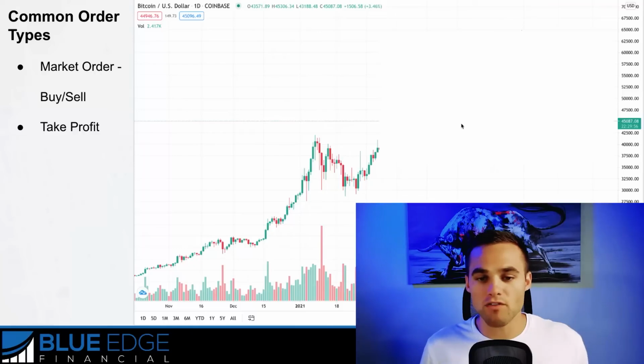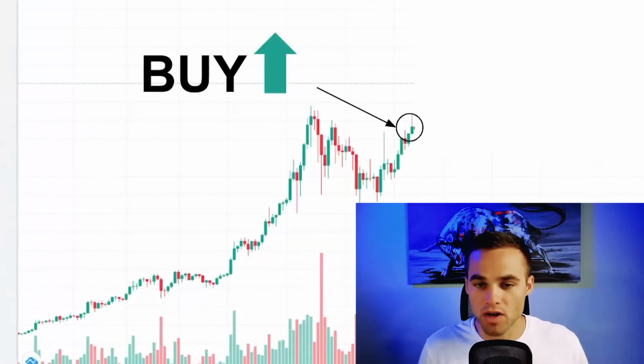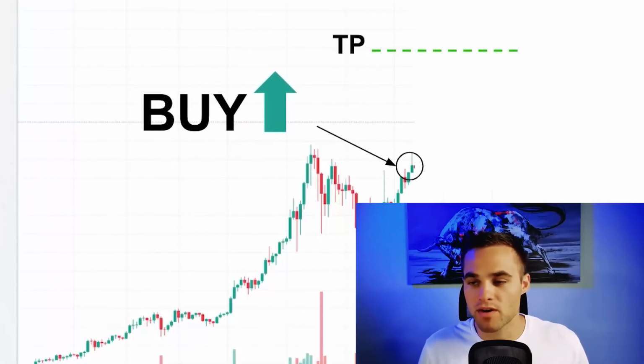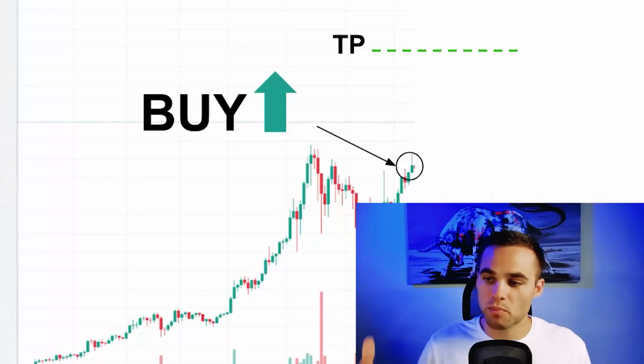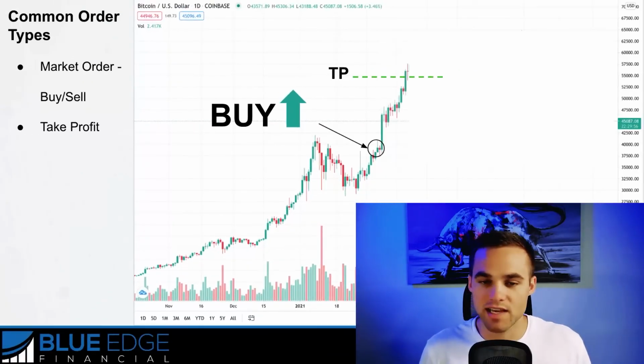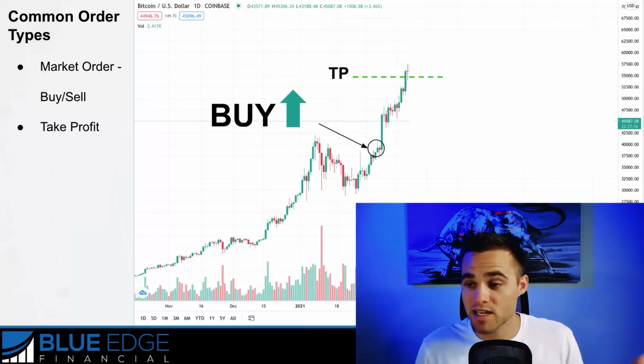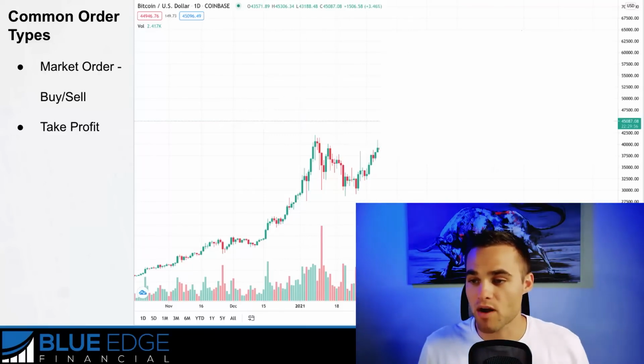The next type of order is what's called a take profit. So for example, let's say that you put a market order right here to buy and you then want to take profit up here. This means that basically when price reaches that point, you're going to sell the asset and it's going to convert back into a profit for you, right? So you can set this order on the brokerage that you're trading with. So that way when price hits there, you automatically take profit.